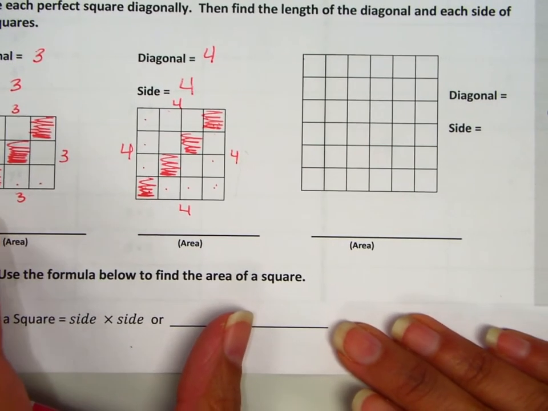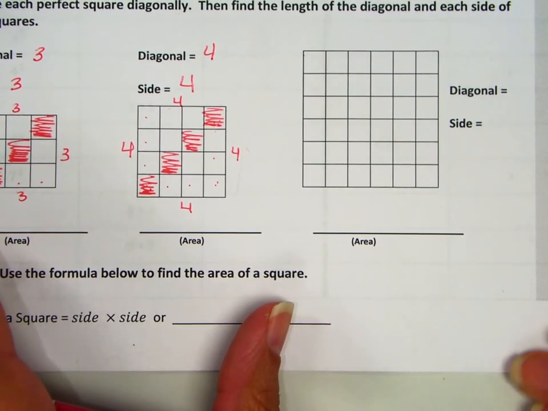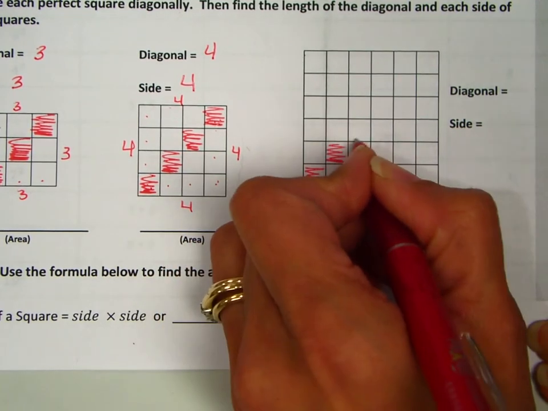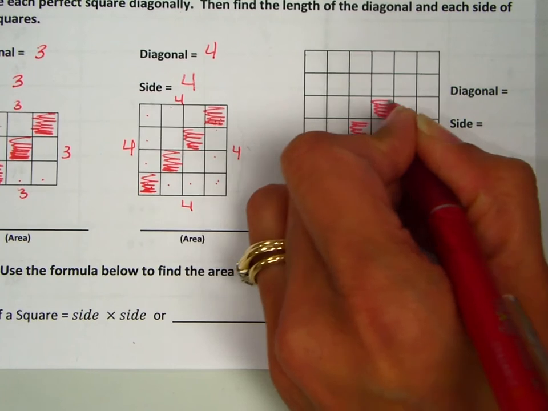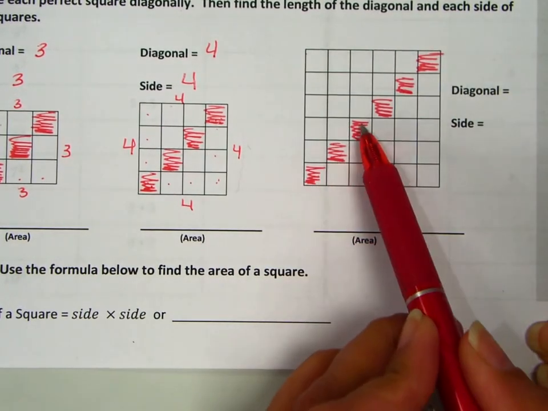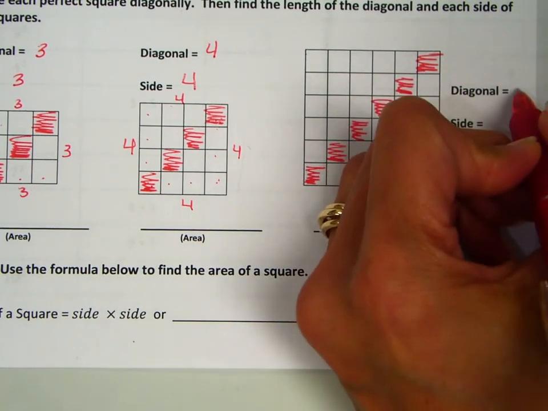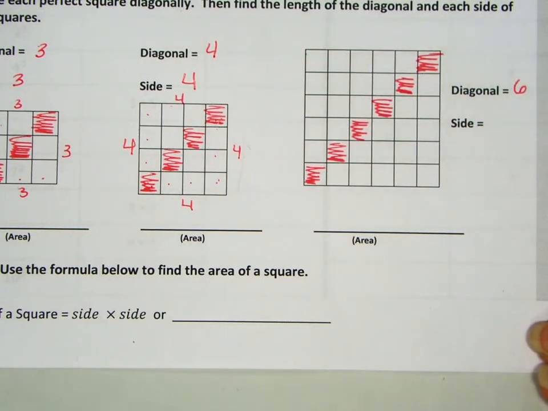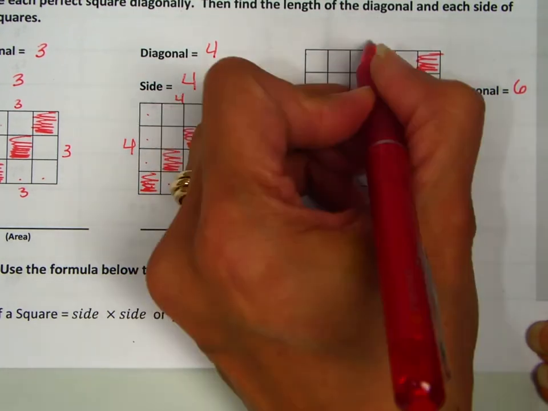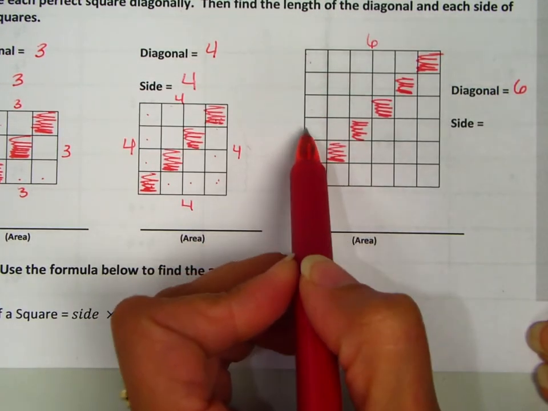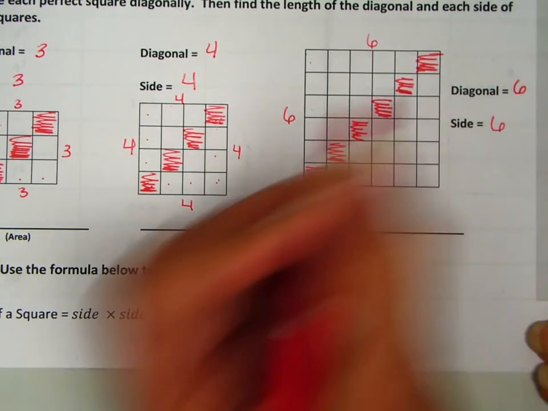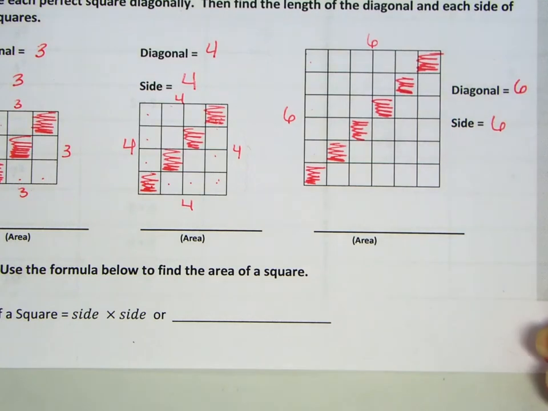Let's try one more. Shading on the diagonal. How many did we shade? 1, 2, 3, 4, 5, 6 units. And each side is 1, 2, 3, 4, 5, 6. So each side is going to be 6. So that's another perfect square.